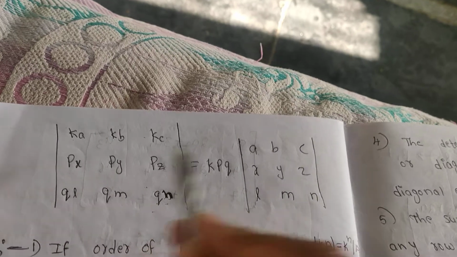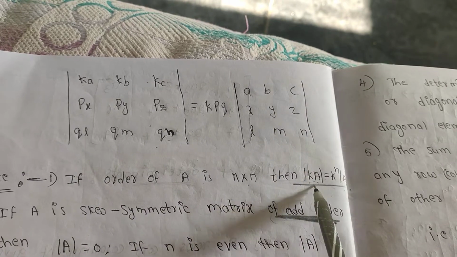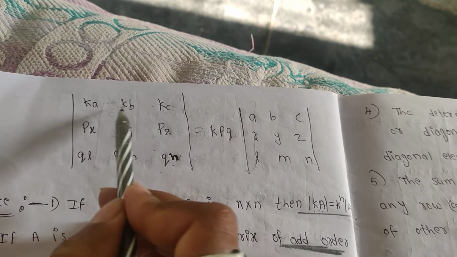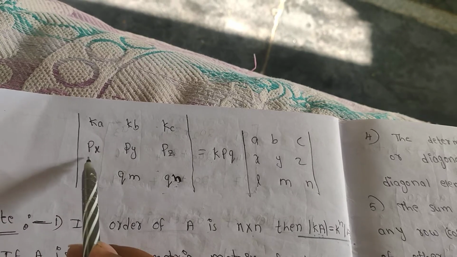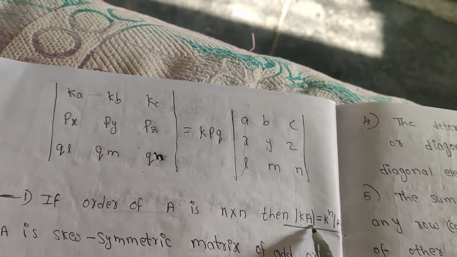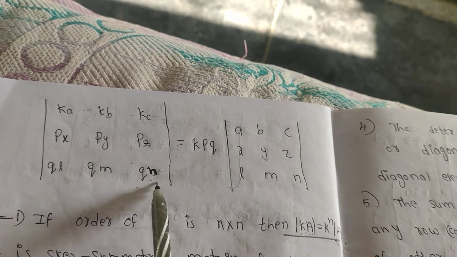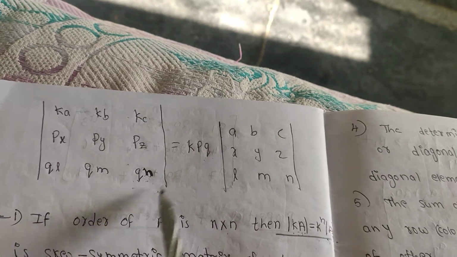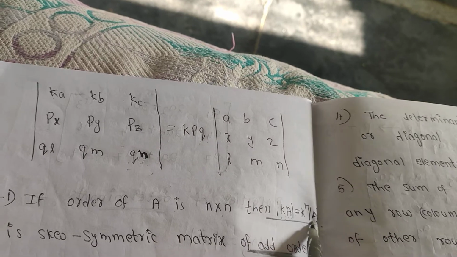Based on this, I will give one note. If the order of A is n by n, then determinant of kA, let us take a 3 by 3 matrix, will be ka, kb, kc, kx, ky, kz, kl, km, kn. In the place of p, you understand k, and k here also. Then determinant of kA gives k power n into determinant of A, because, as I already told you, if it is 3 by 3 you get k into k into k, k cube. If it is n by n order, then you get k into k up to k n times, that gives k power n into determinant of A.